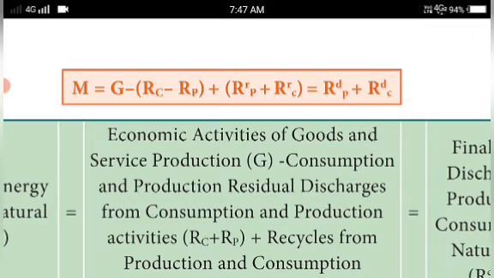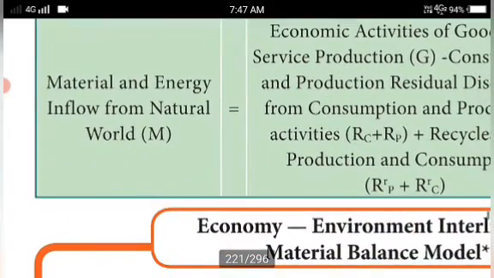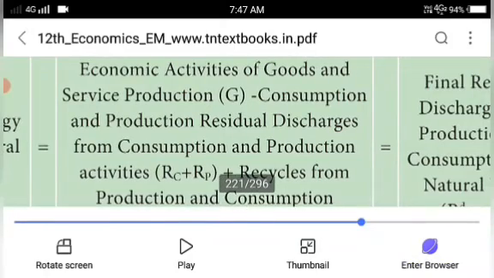See here, M = G - RC - RP + RP + RC, equal to RP + RC. What does this say? M is the material and energy flow from the natural world, and G denotes the economic activities of goods and services production.